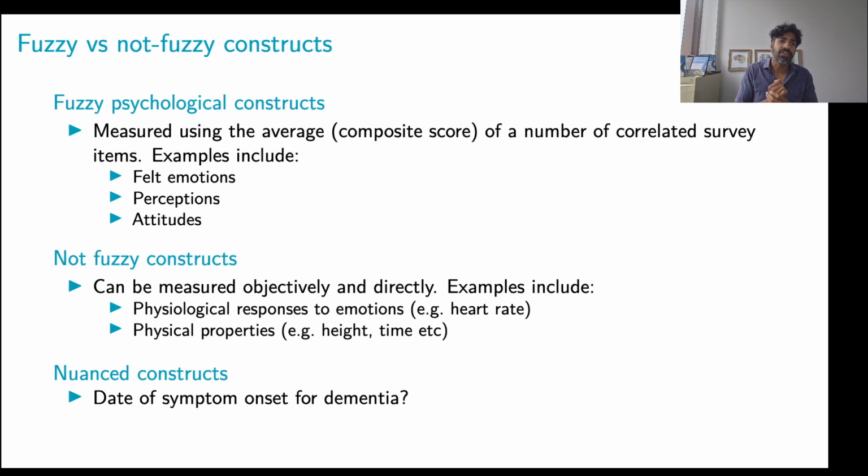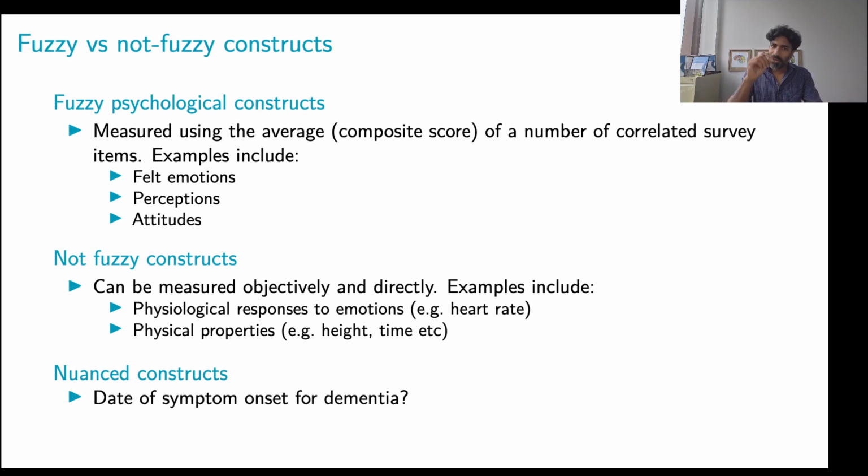Not fuzzy constructs can be measured objectively and directly. You can think of things such as physiological responses to emotions, like your heart rate, or physical properties, like height and time. These are constructs that can be measured quite objectively, whereas fuzzy constructs are those that rely on this sort of self-report. So they're more subjective in their measurement.